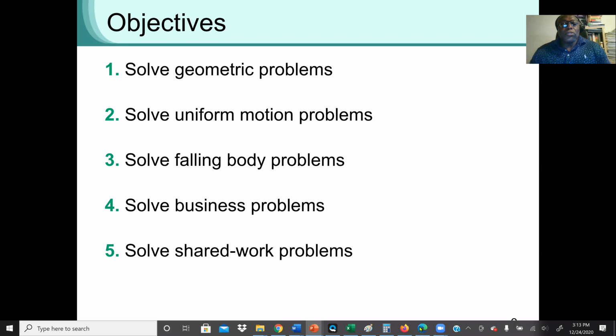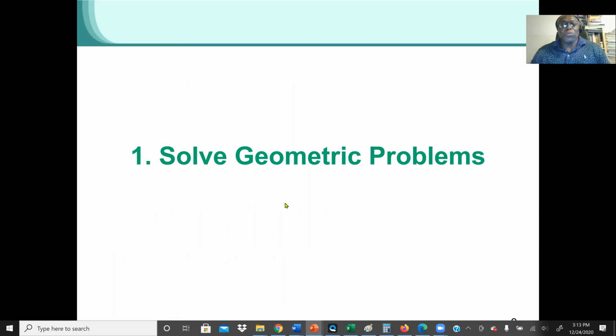So our main objective is to solve geometric problems using quadratic equations. Also, how to solve uniform motion problems, how to solve falling body problems, and how to solve business problems using, again, quadratic equations, and also how to solve shared work problems. So we're going to start with solving geometric problems.